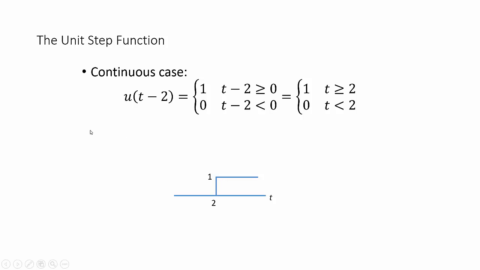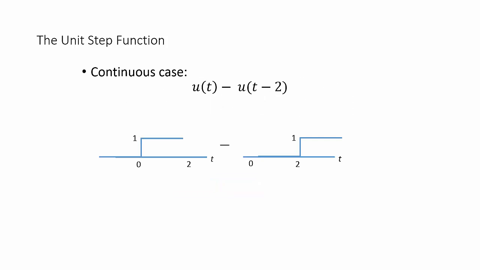As with other functions, we can shift its location. If we put in an argument of t minus 2, using our knowledge of functions, whenever the argument changes, we change it everywhere else in our equation. This is then equivalent to this other form here. So when we have u of t minus 2, our unit step function turns on at time t equals 2.